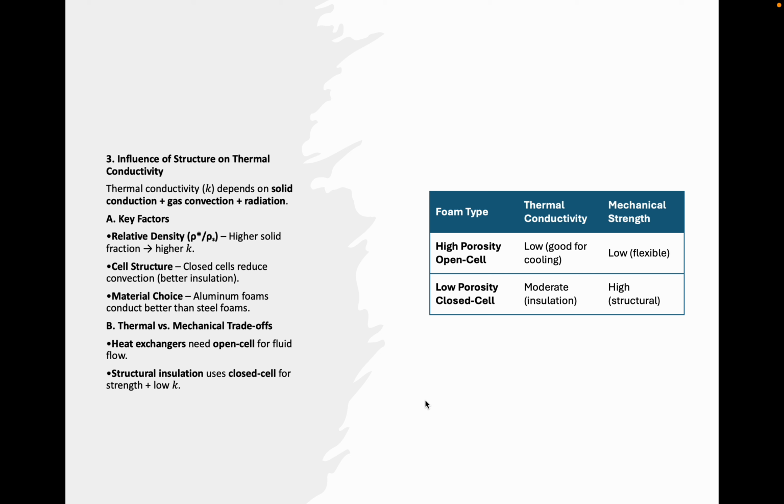Foams also behave differently when it comes to heat. More metal means better heat conduction. Closed cells trap air, making them good insulators. Open cells allow airflow, which is better for a cooling system. There is always a trade-off between thermal performance and mechanical strength, so engineers have to choose based on what's most important for the application.